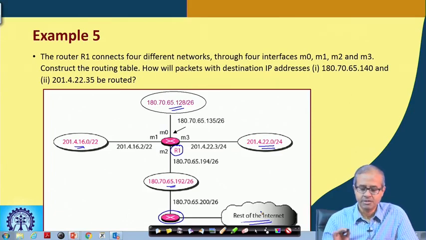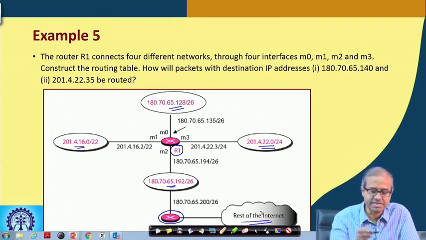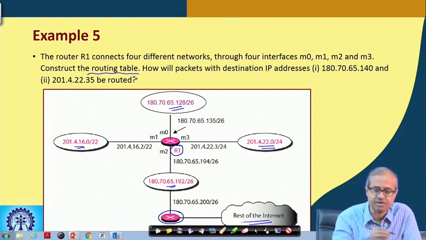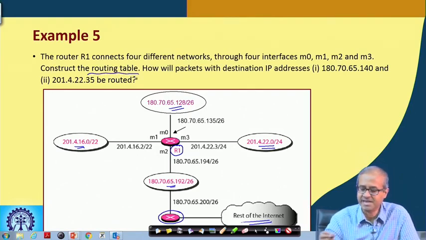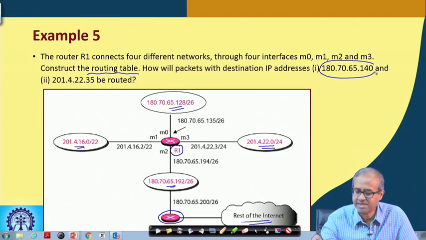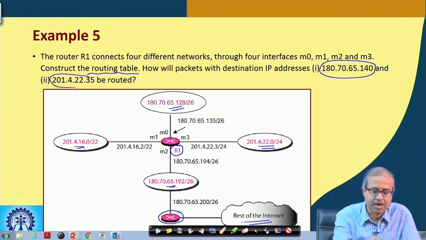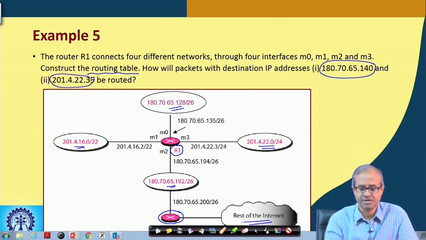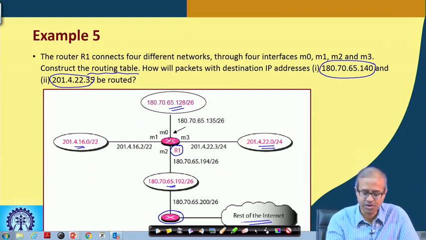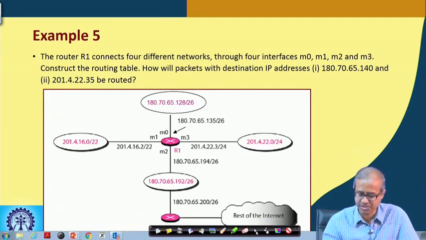Here there are 2 questions. One is that we are asking you to construct the routing table, and secondly, for these 2 packets, how they will get routed. Well, the routing table will be very simple. There will be 4 entries, one corresponding to M0 with this network, M1 with this, M2 with this, M3 with this, and the default will be this. Via this default it will go here. I am showing you the solution, you can just verify.